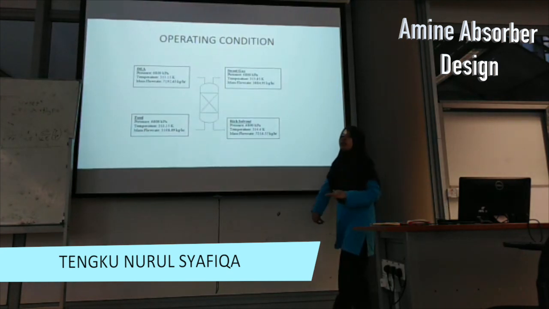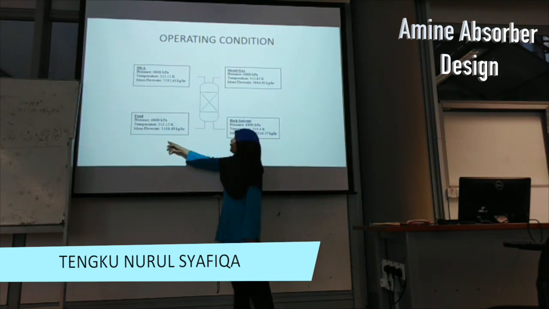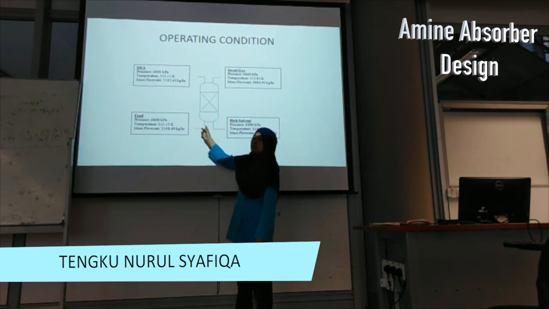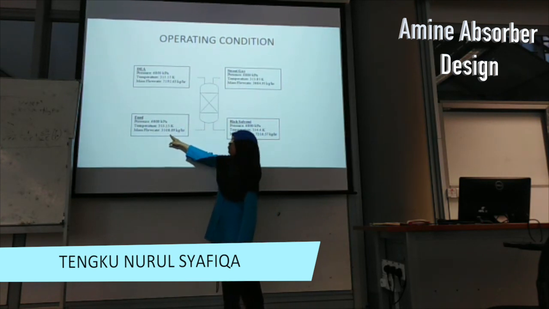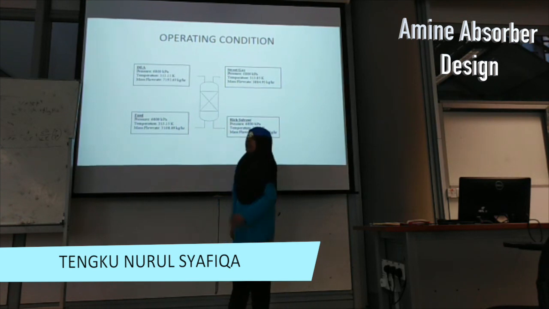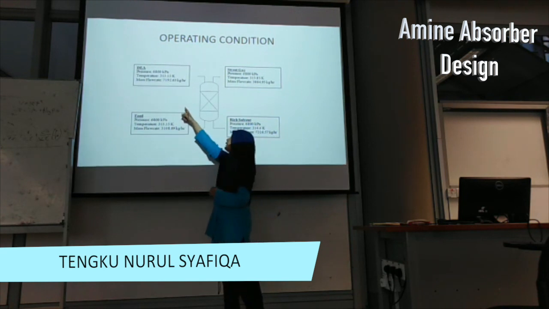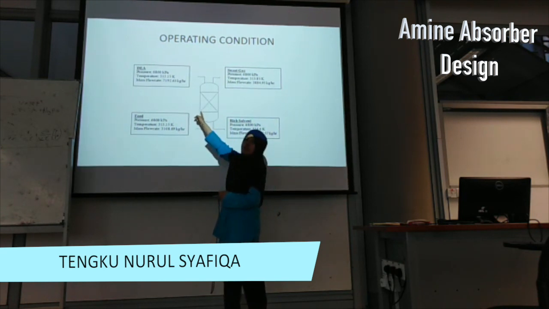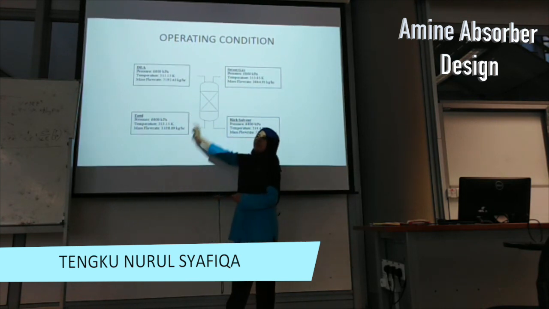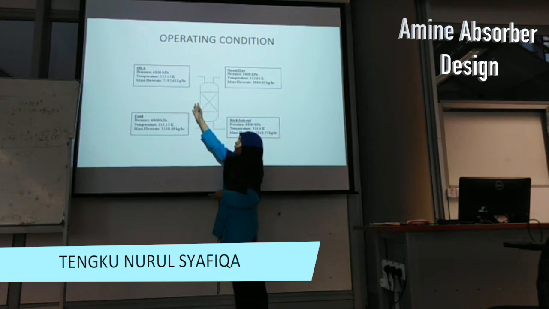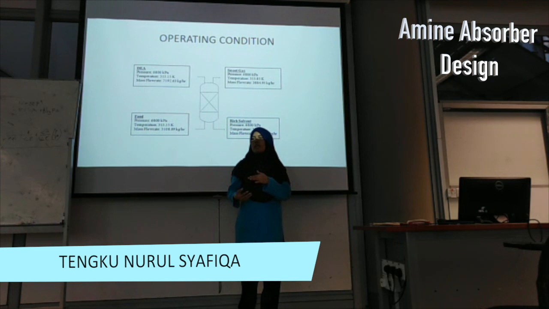So this is how our amine absorber will work. First, the gas stream will enter at the bottom of the column with a mass flow rate of 3,108.89 kg per hour. At the same time, our solvent, which is diethanolamine, will enter at the top of the column with a mass flow rate of 7,192.63 kg per hour.